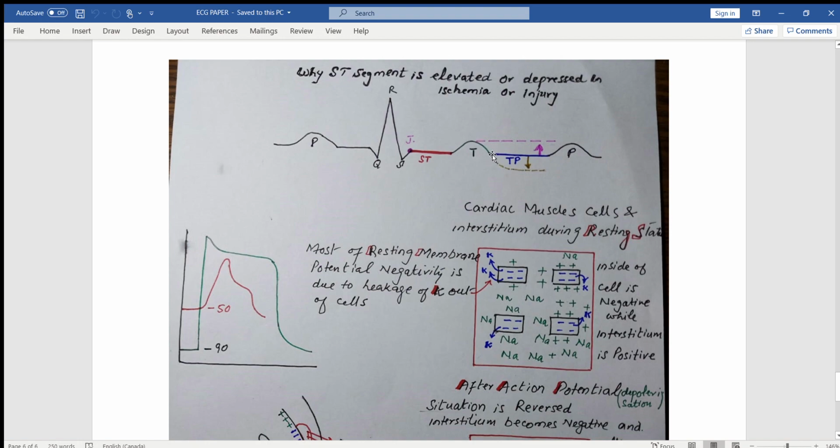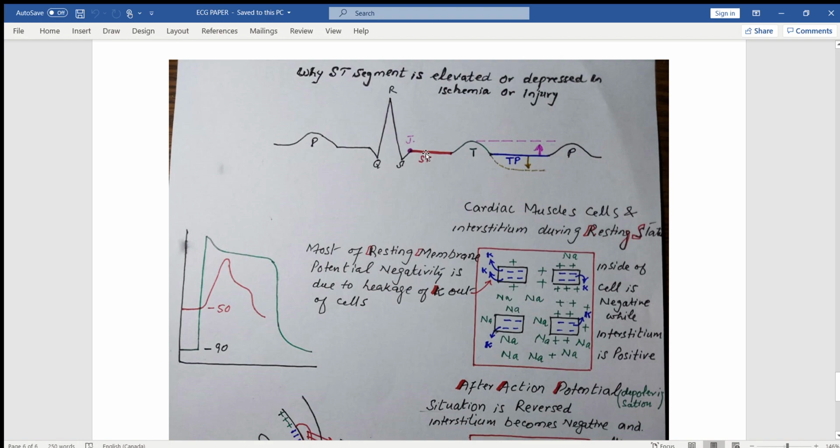After the end of the T wave, up to the next P wave, we have the TP segment. So in the ST segment, the heart is completely depolarized, and the T wave is concerned with the repolarization of the heart. Here the repolarization is complete, and the whole heart remains repolarized throughout the TP segment. Now, how does the ST segment become elevated or depressed during an ischemia, injury or infarction?